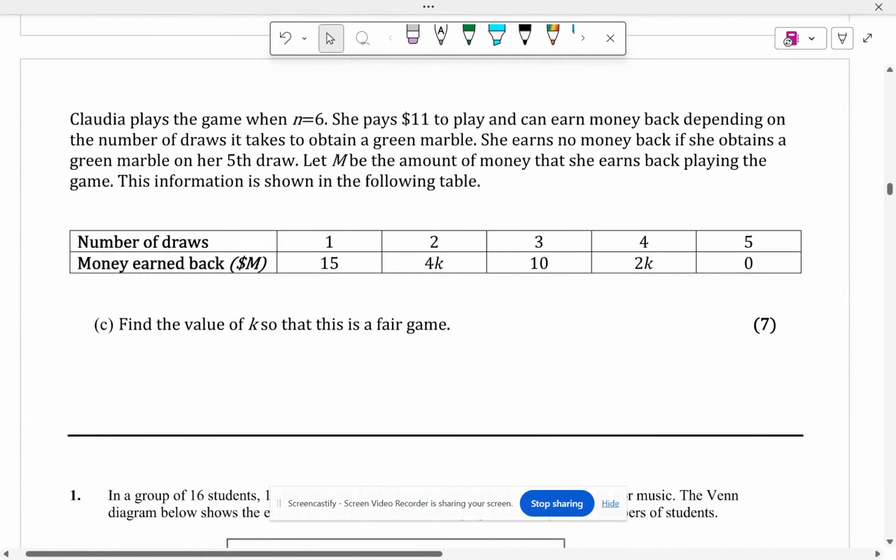Maybe, right? Claudia plays the game when n equals 6. She pays $11 to play and can earn money back depending on the number of draws it takes to obtain a green marble. Okay, so it looks like the number of draws it takes to obtain a green marble is located on this top row right here, okay? So maybe you could say, to obtain a green marble.